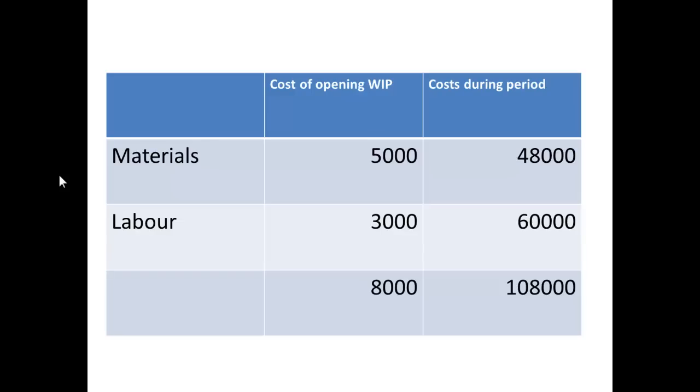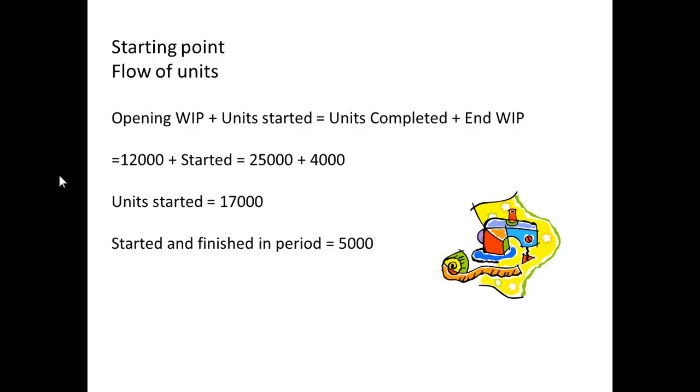So I look at the costs of what I've got. We have 5,000 for opening work in progress, 48,000 costs during the period, 3,000 for the labour. So I've got 8,000 for work in progress and 108,000 for costs during the period.